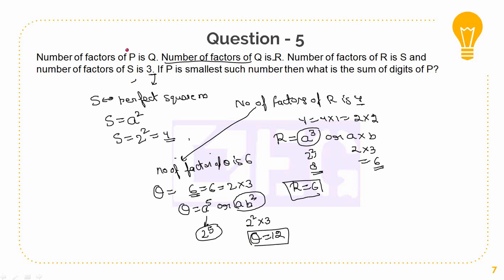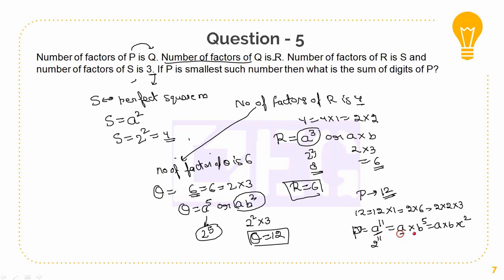Now our question is, number of factors of P is 12. We want to find the smallest value of P. So 12 we can write as 12 into 1 or 2 into 6 or 2 into 2 into 3. So P could be in the form of A to the power 11, or A B to the power 5, or A into B into C square. So the smallest in this way is 2 to the power 11, or in this way 2 to the power 5 into 3, or in this way 2 square into 3 into 5, which is equal to 60. So the smallest value of P will be equal to 60.